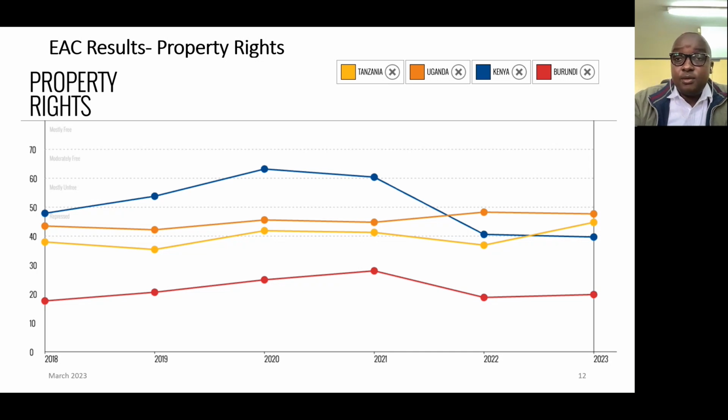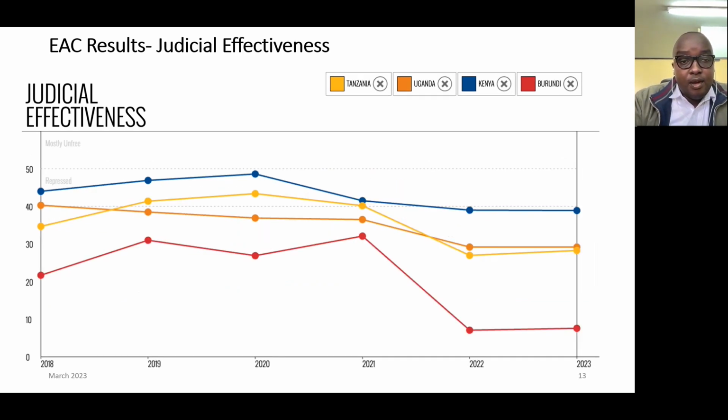And that's also still part of the problem that relates to the rule of law. Another thing to note is judicial effectiveness. What the score measures is judicial independence, the quality of the judicial process, and favoritism in obtaining judicial decisions. If you look at all the EAC four countries, none of them is in the region of moderately free. All countries, including Kenya, are in the repressed category, which is a score of 50 and below.